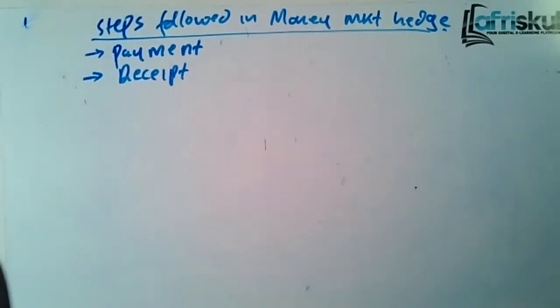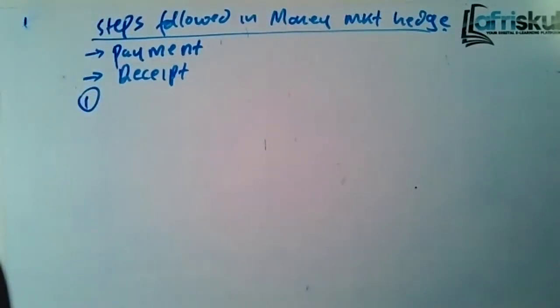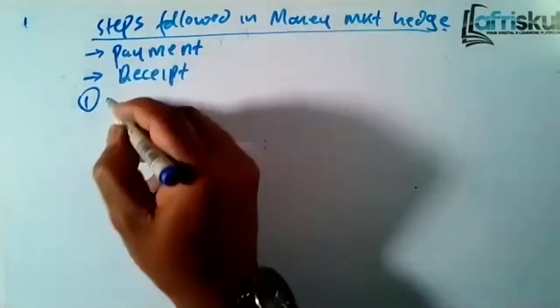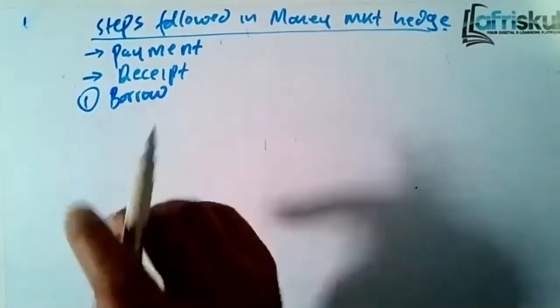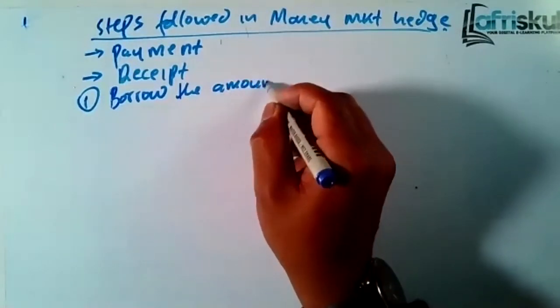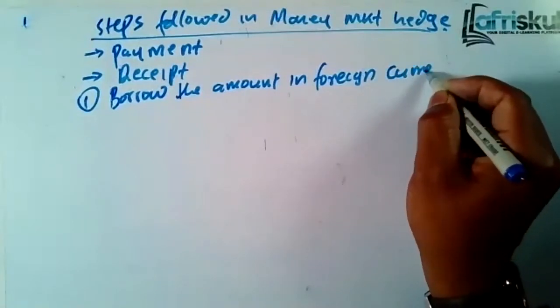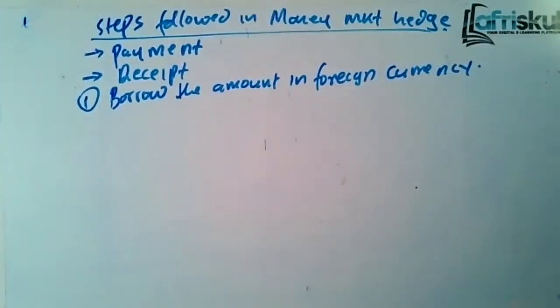So what you usually do, step number one: first of all, you have to determine the foreign currency and the home currency. After you determine that, step number 1, you need to borrow. If you want to hedge, you borrow the amount in foreign currency, using the borrowing rate of that currency. That's step number 1.